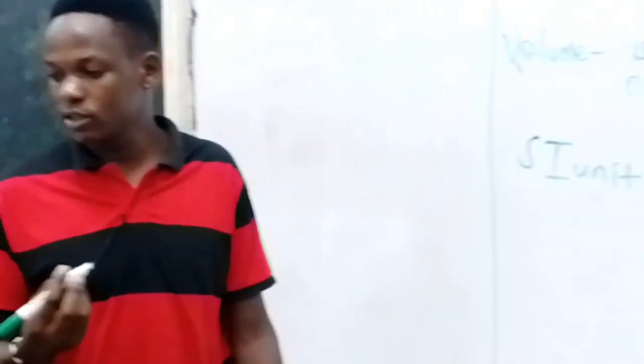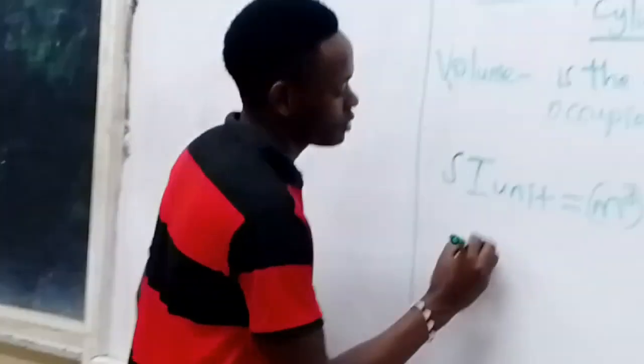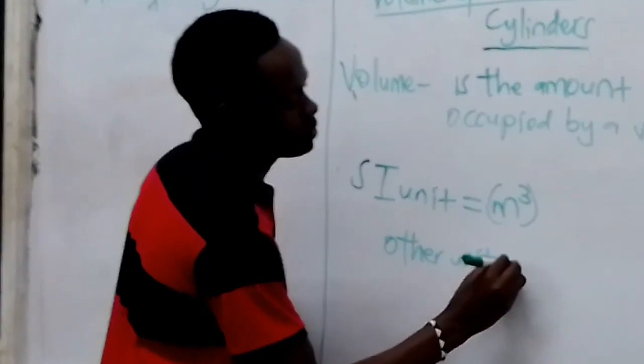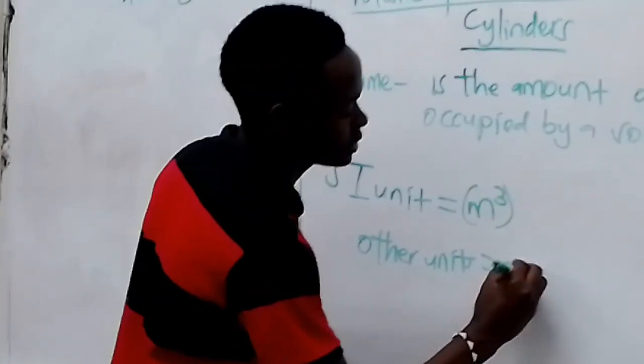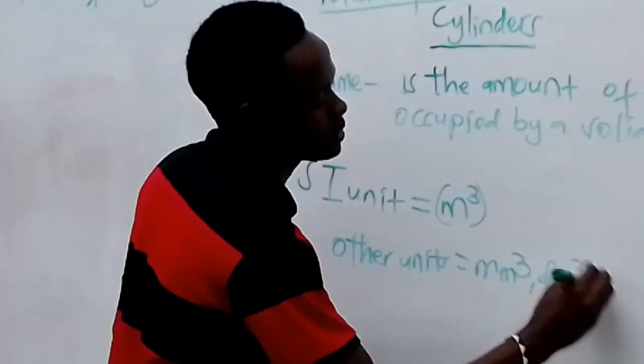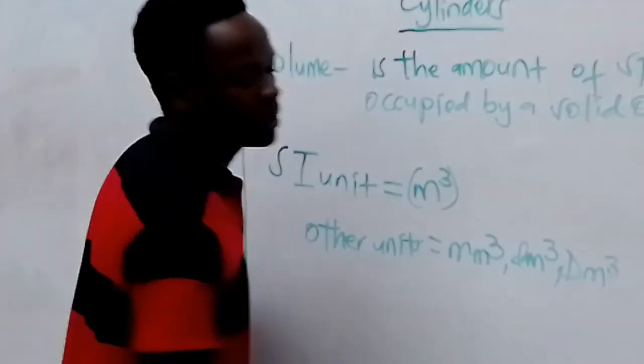We also have other units of volume, which include millimeters cubed, decimeters cubed, decameters cubed, etc.